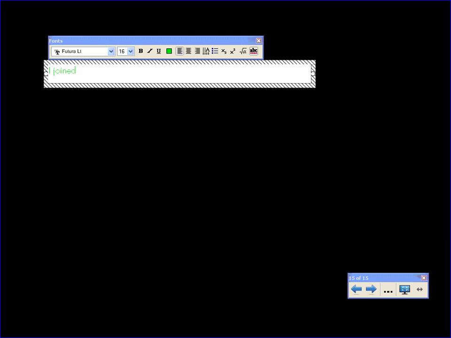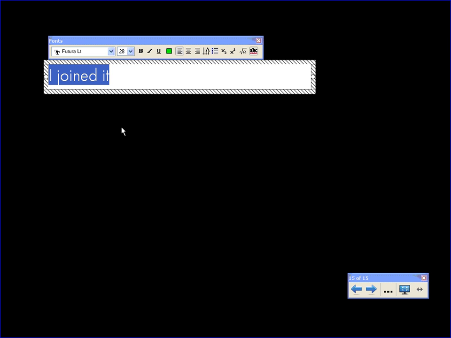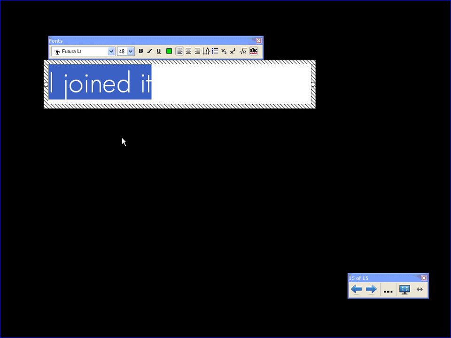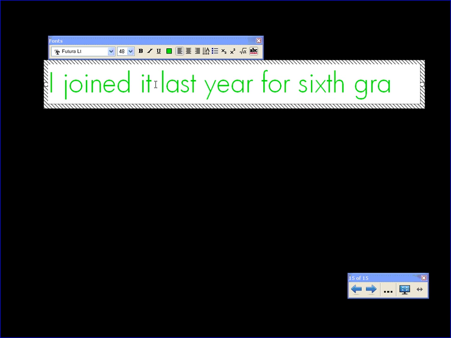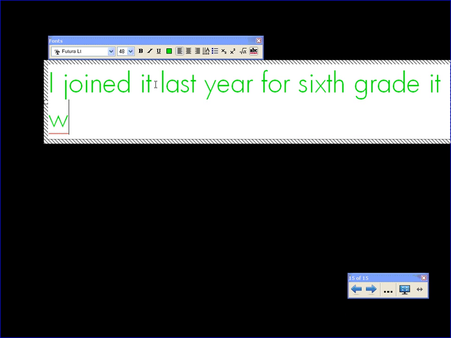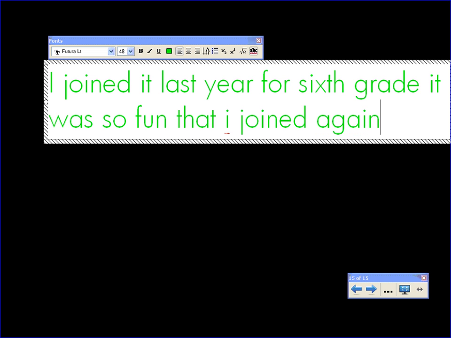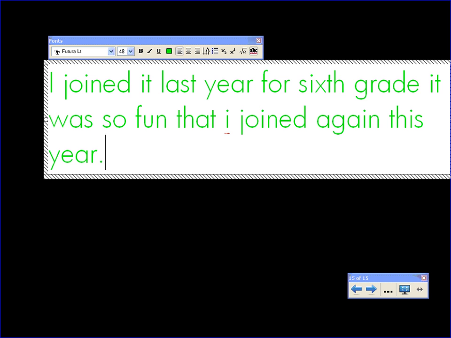Okay, Kamira, pause for a moment, please. Okay, keep typing. Remember, while she's typing, I want you looking at the sentence. I want you assessing it. See if you can see where the noun-verb pairs are. See if you can see where the sentence starts to turn into a run-on. I joined it last year for 6th grade. It was so fun that I joined again this year. Period. Excellent.